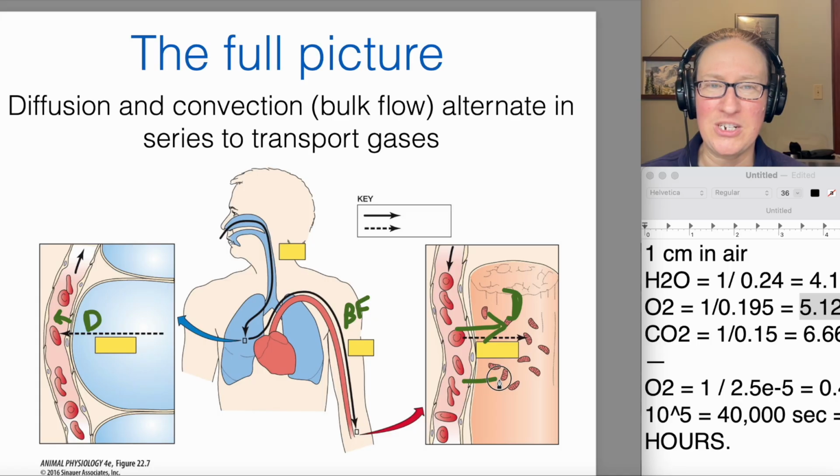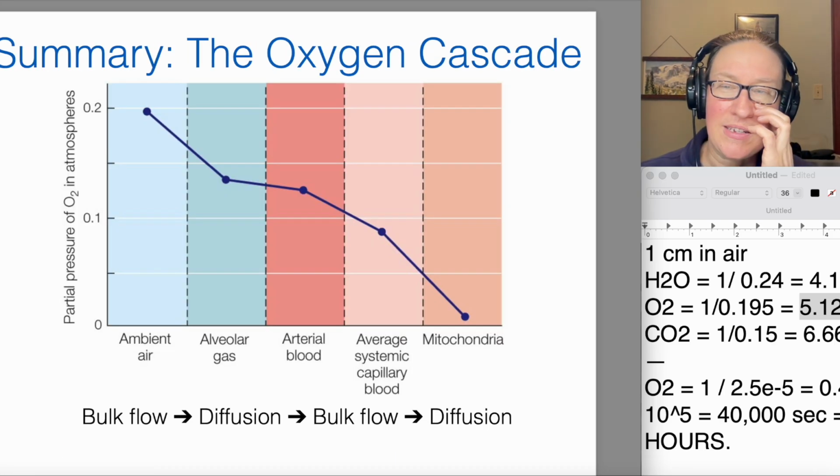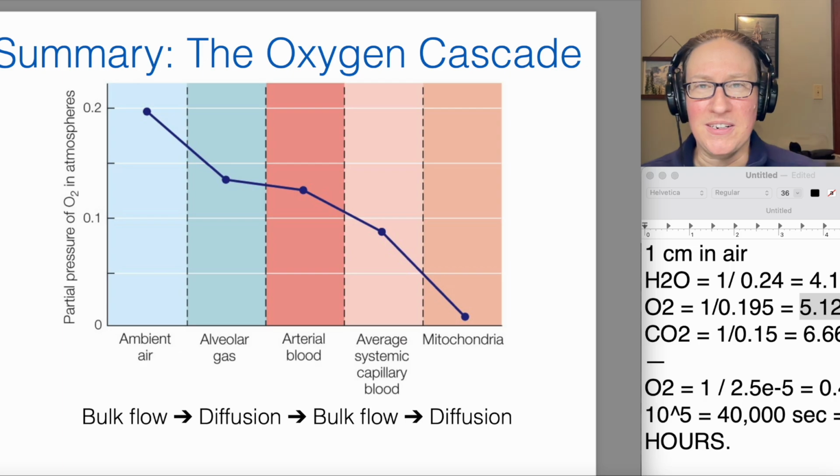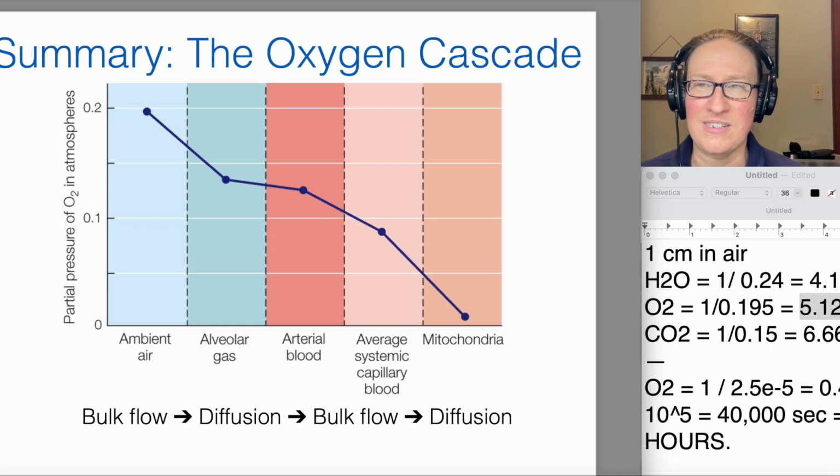So this is a very short distance of less than a millimeter to enable simple diffusion to work. So this brings us to the end of our chapter and a picture of what's known as the oxygen cascade, which is simply a map of what happens with regards to oxygen partial pressures as we investigate oxygen levels found across different substances and tissues.